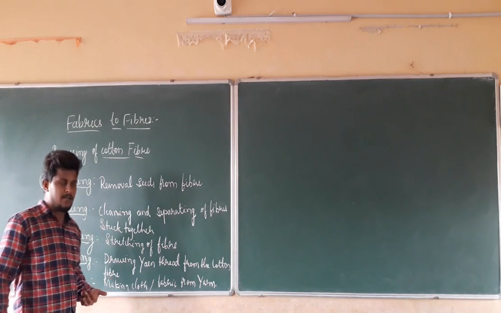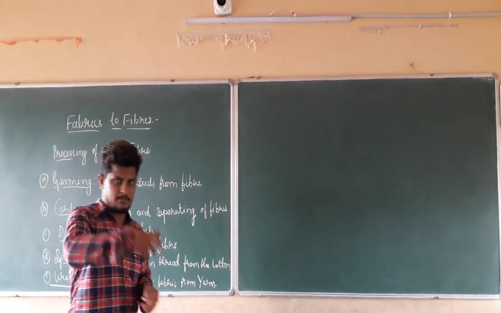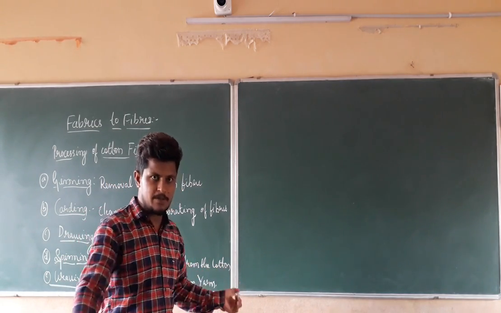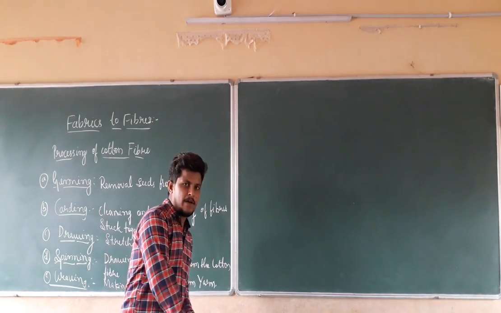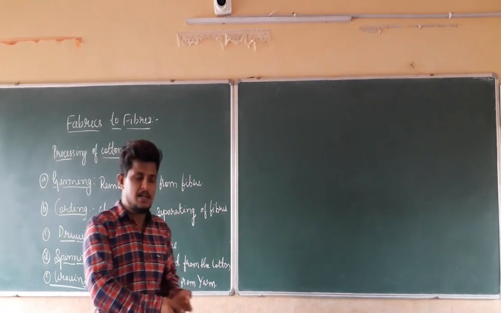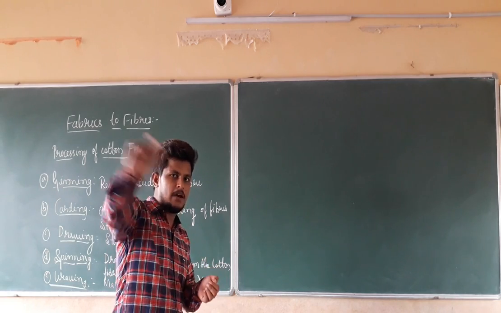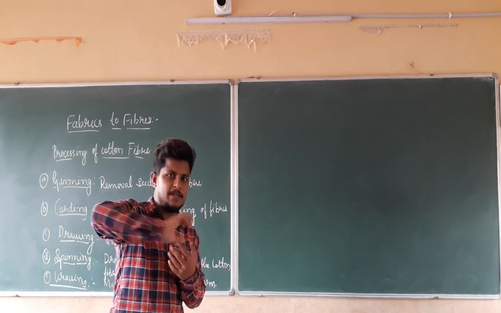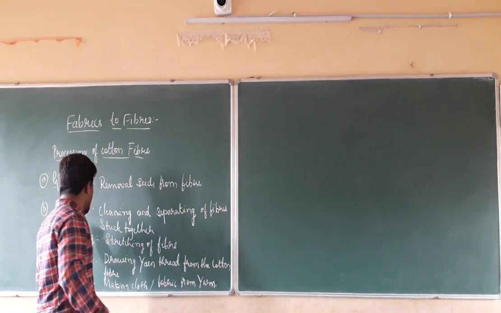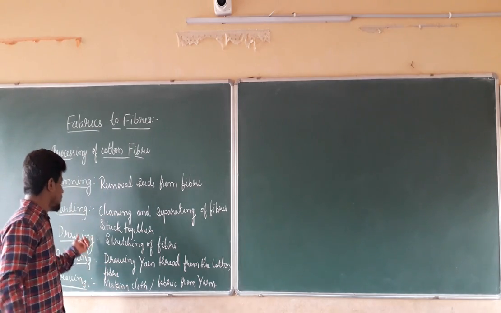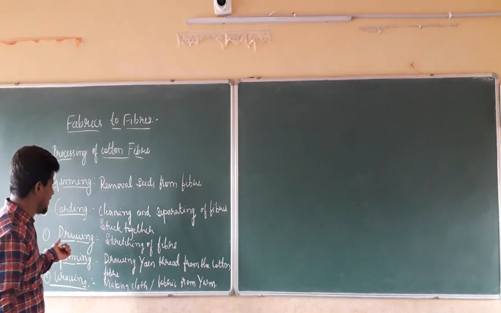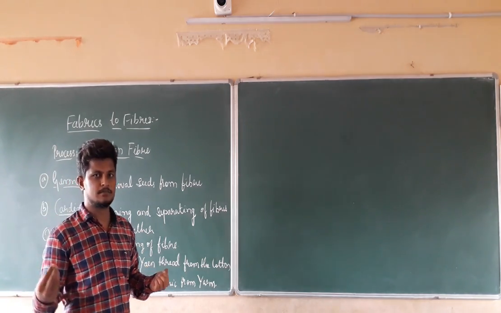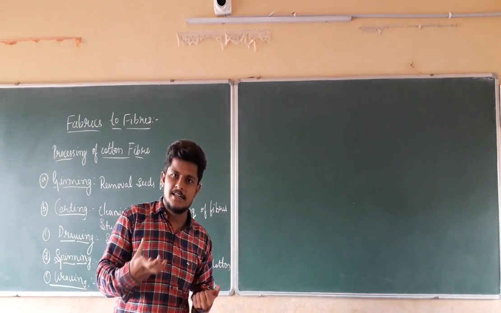Now, what have we already done? We have collected the cotton fibers. We have separated the cotton fibers from the seed. In the second procedure, we have cleaned the cotton fibers and separated each fiber individually. We have done this by two processes. The third process, what do we have to do? We have to draw. We have to do process number 3. That is nothing but drawing, the stretching of the fiber.